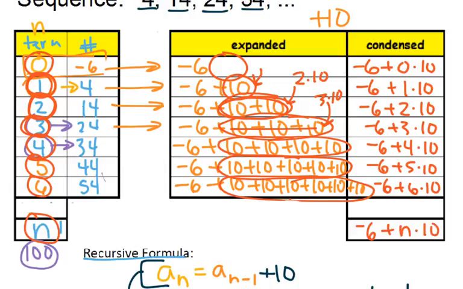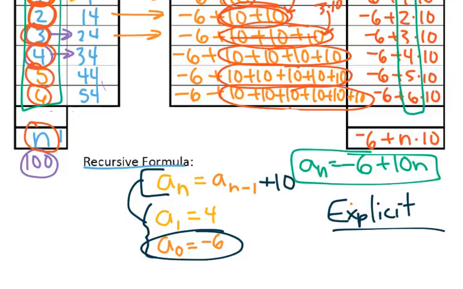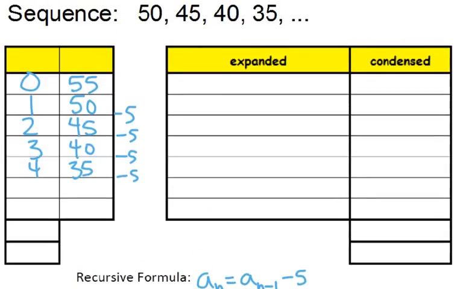So n would be n times 10. See how this is our input numbers? That's how we connect the input to the output. Now, we like to rewrite it, negative 6 plus 10n, but that is our explicit equation. We could write it like y equals negative 6 plus 10x, same thing. We could even rearrange it and go 10n minus 6, same thing. Okay, so let's take a look at this one.